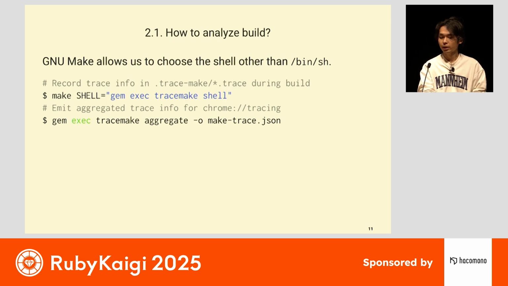To understand the build process, we need to analyze it in detail. So I made a tool called TraceMake that helps us understand what's happening during the build. It works by replacing the default GNU make shell with our custom shell. It records detailed timing information, and this gives us a trace of every command executed during the build. And we can visualize it using Chrome Trace Viewer.